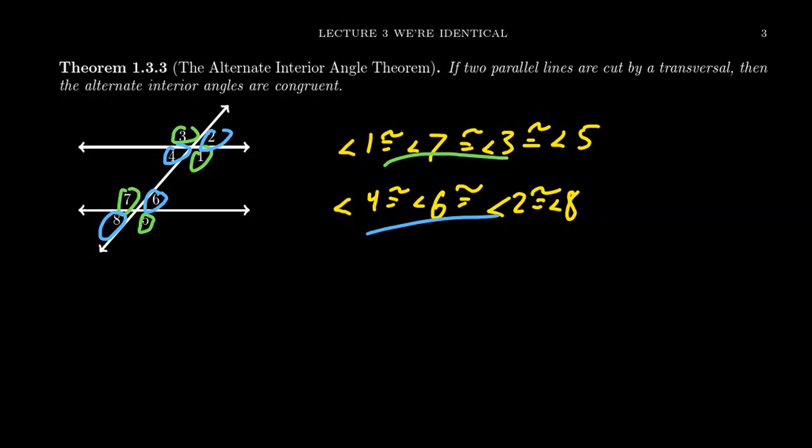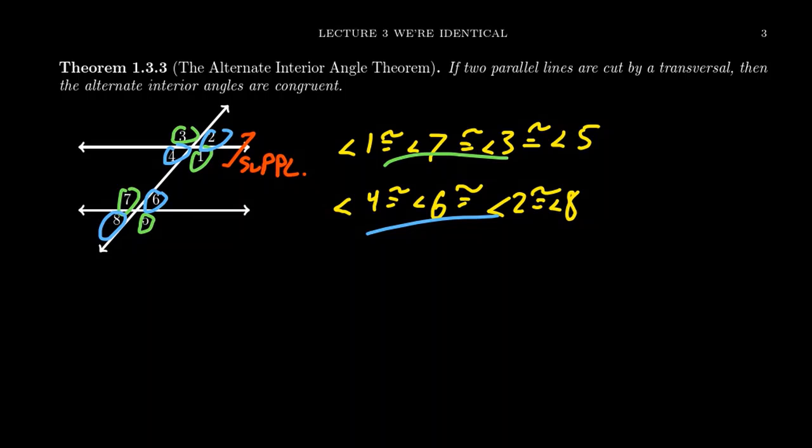The ones that aren't congruent to each other are going to be supplementary. You'll notice that angles 1 and 2 are supplementary angles. 2 is supplementary to 3. And so by transitivity of congruence, we get that 2 is also supplementary to 7 and 5. So when you have these diagrams by the alternate interior angle theorem, either the angles are congruent or they're supplements. So that's the only options you get.